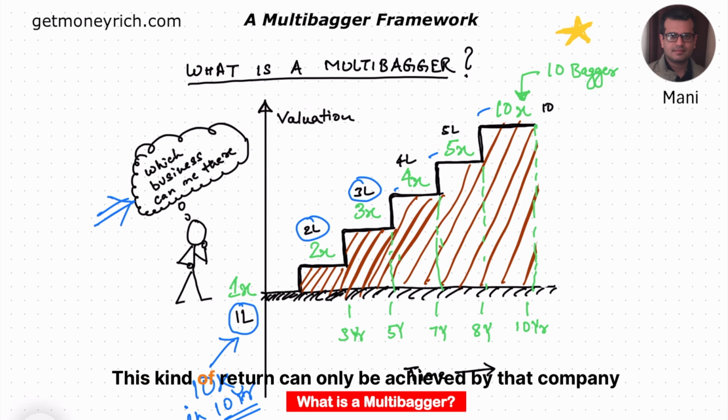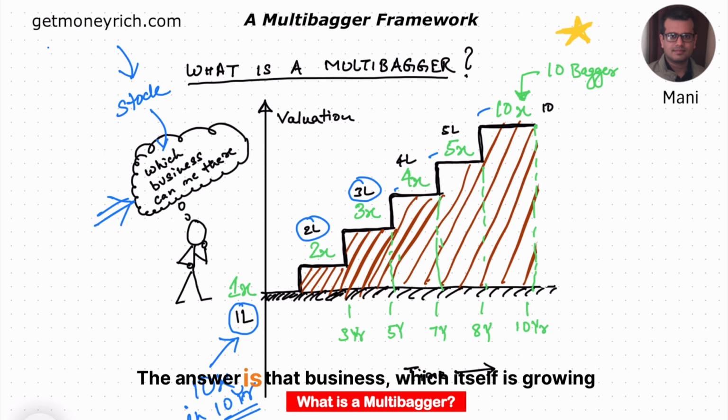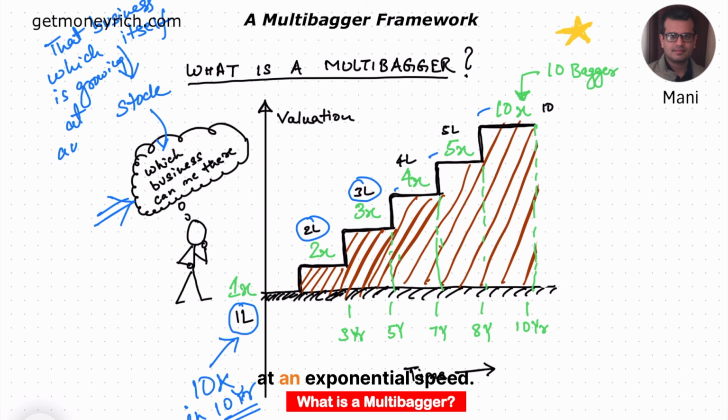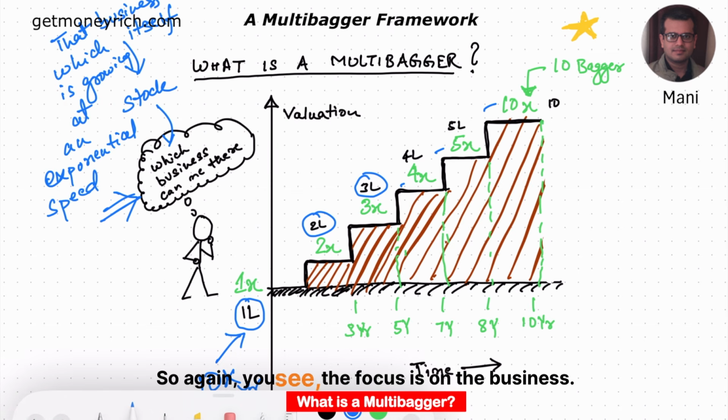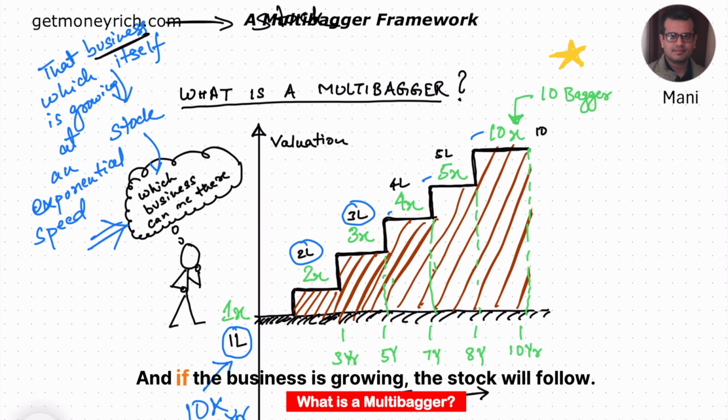This kind of return can only be achieved by a company whose business itself is growing at such an exponential speed. So if the question is, which stock can be a multi-bagger for me? The answer is that business which itself is growing at an exponential speed. So again, you see, the focus is on the business. If the business is not growing, the stock will not grow. And if the business is growing, the stock will follow.